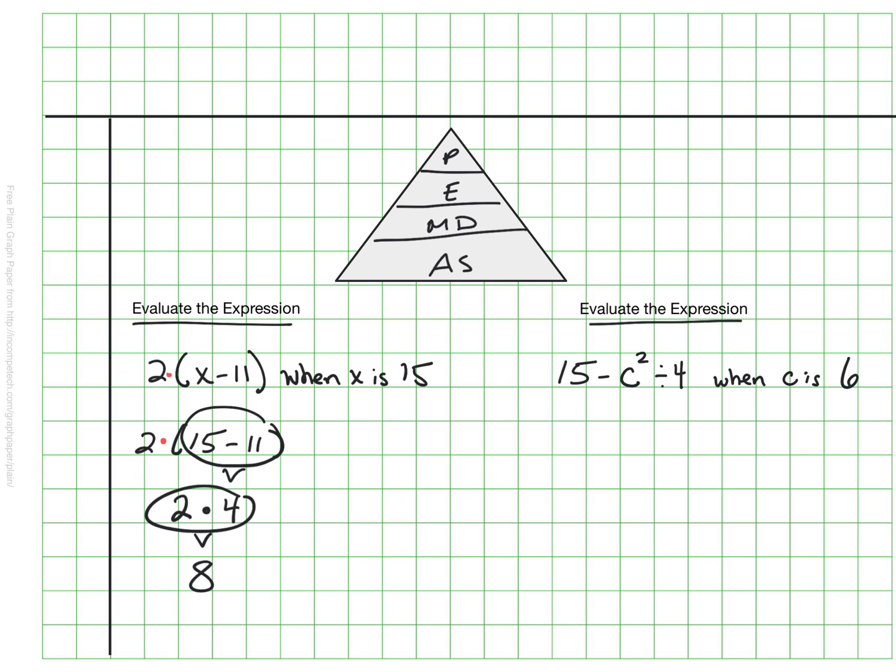Here's another one to try, and you can pause the video and try it before I solve it. But I have 15 minus c squared divided by 4, and I'm telling you that we want to evaluate this if c is worth 6. So we'll substitute that in where we know it goes and solve using our order of operations.